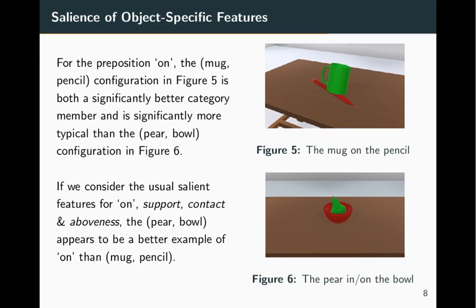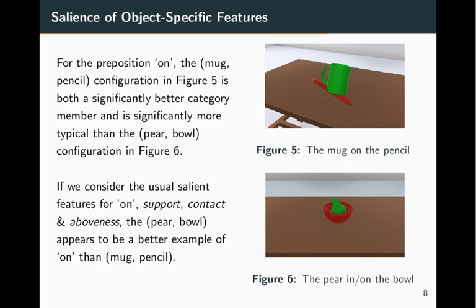I'll give an example of this here for the preposition on, using a couple of configurations from our study. So if we look at figure 5 and 6, these show configurations that were tested in the study. If we consider the usual physical relationships that define the preposition on, so support, contact, and the degree to which the figure is above the ground, it seems that the pear-bowl configuration in figure 6 should be a better instance of on. This is because the pear is fully supported by the bowl, while the mug is leaning on both the pencil and the table.